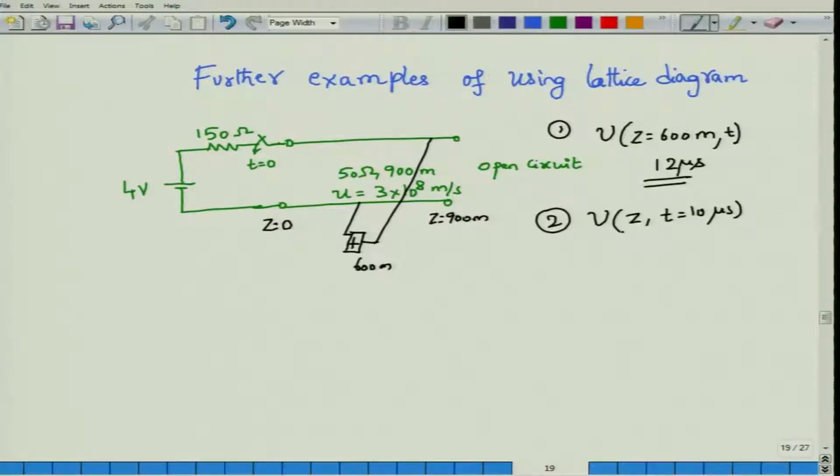So imagine that you are able to take a snapshot of the voltage on the transmission line at a time of 10 microseconds, and we would like to know what is the voltage at different points in the transmission line, the voltage distribution on the transmission line at t equal to 10 microseconds. Now we will be using the lattice diagram that we discussed in the last module.